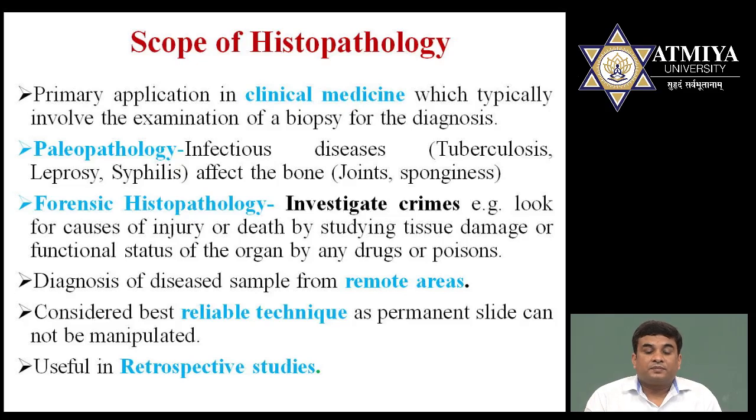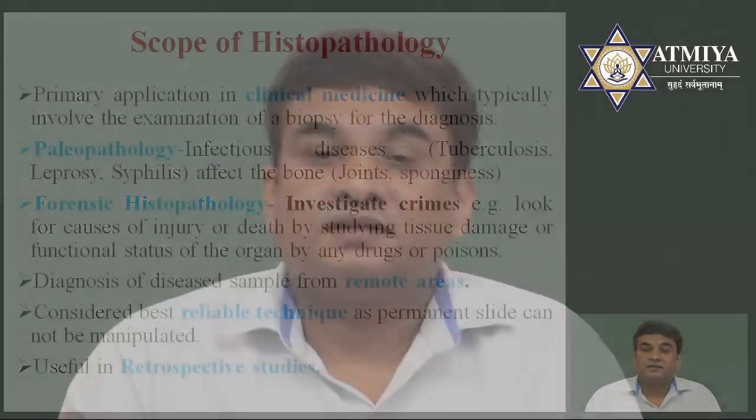Another application is in the field of paleopathology. What does it mean? It is the study of any disease which occurred in the past, in the ancient age. You can take the example of infectious diseases like leprosy and tuberculosis. These are common diseases which were prevalent in the past. This type of disease mostly affects the structure of the bones, and it affects the joints also. So by comparing the bone histology, you can say that this infectious disease might have been prevalent in the ancient age.